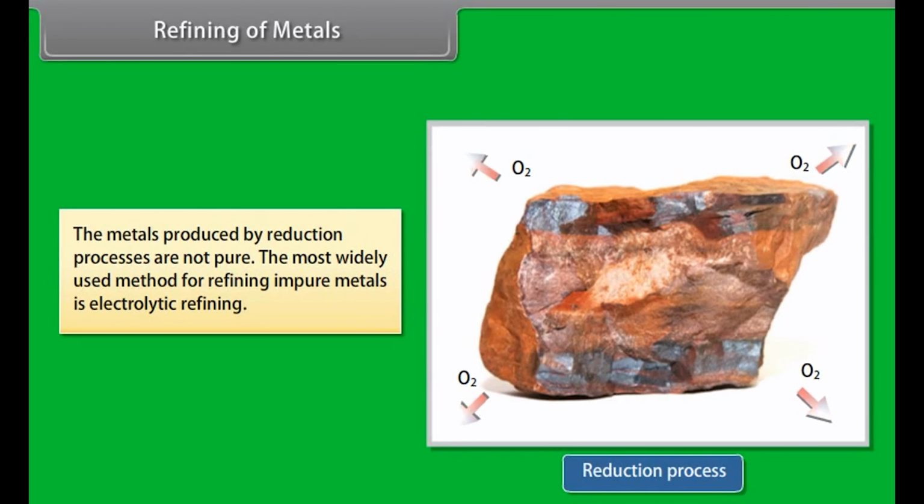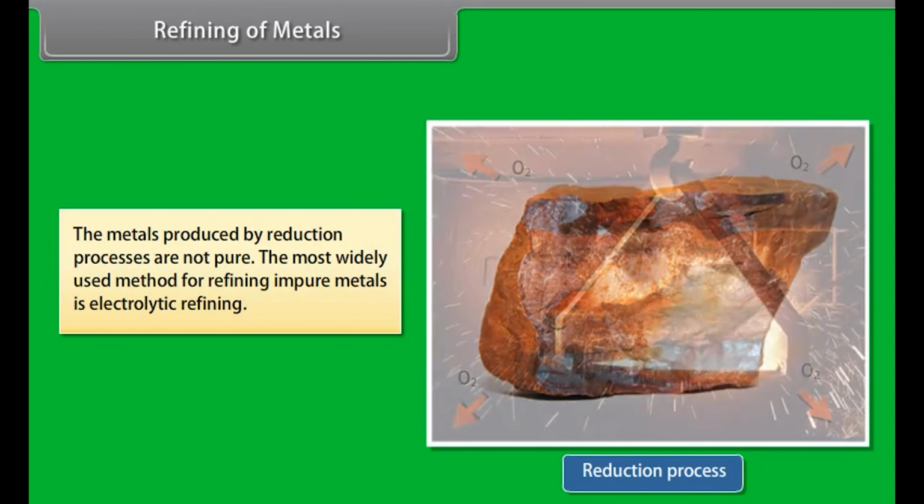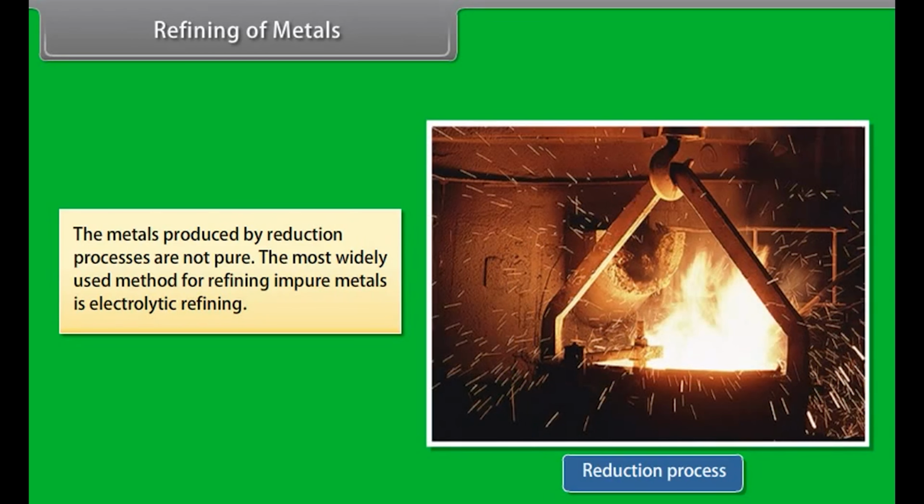Refining of metals. The metals produced by reduction processes are not pure. They still contain impurities, which must be removed to obtain pure metals. The most widely used method for refining impure metals is electrolytic refining. Many metals are refined electrolytically.